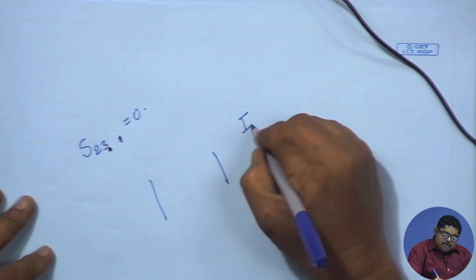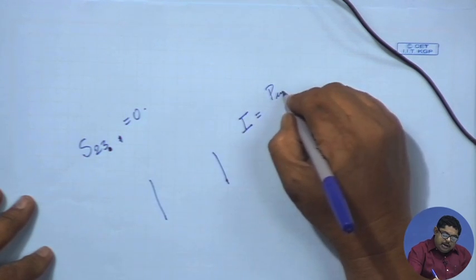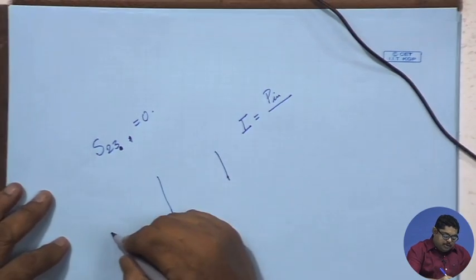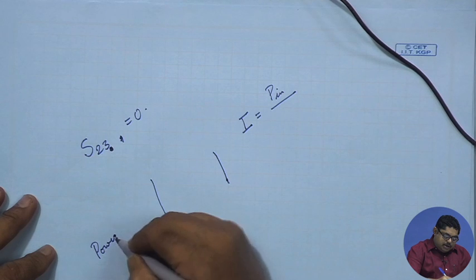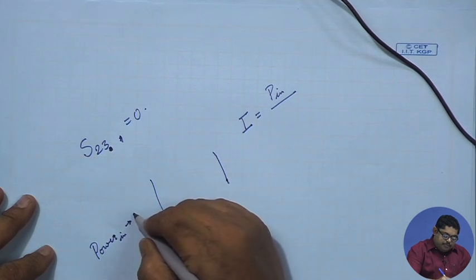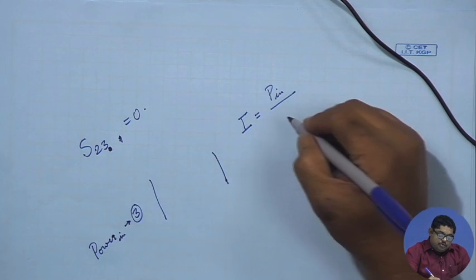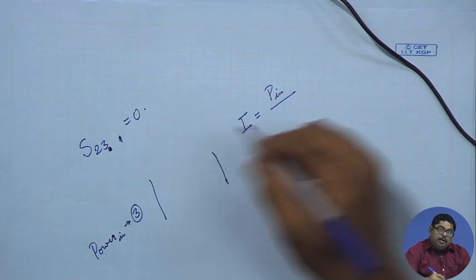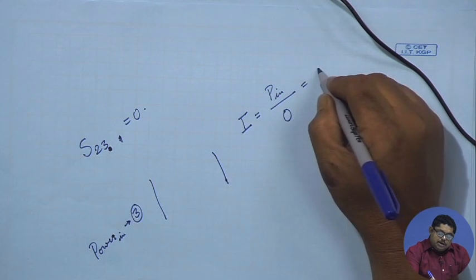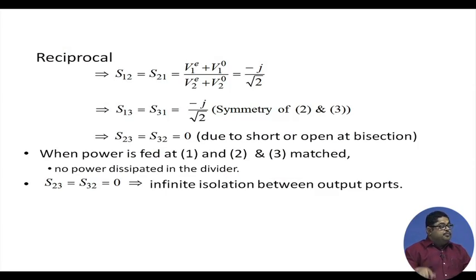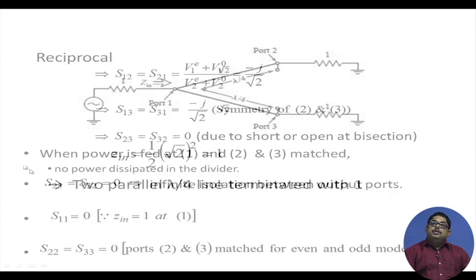So, what will be the isolation? Isolation is the power given, P in, and suppose I am giving the power to port 3, so P in at port 3, and the power going to port 2 is, if S23 is 0, the power is also going to be 0. So, isolation is infinity. So, this is ideal. Similarly, ports 2 and 3 both are isolated ports. This is the beauty of infinite isolation between output ports.